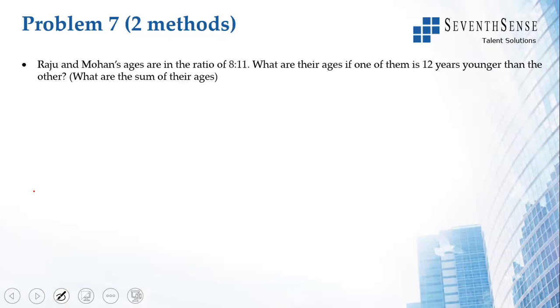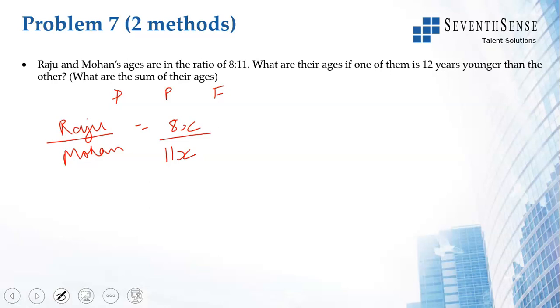So you have gotten past, present, future. There, what are the ages if one of them is 12 years younger? 8:11, right? So you do Raju by Mohan is 8x by 11x. Now you know one of them is 12 years younger than the other. So if Raju is 8x and Mohan is 11x, who is older? It has to be Mohan. So what does he say? One of them is 12 years younger than the other.